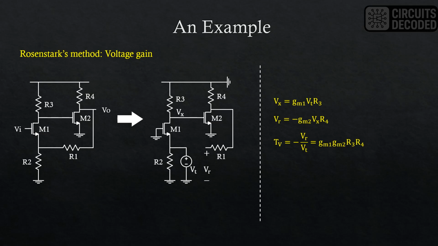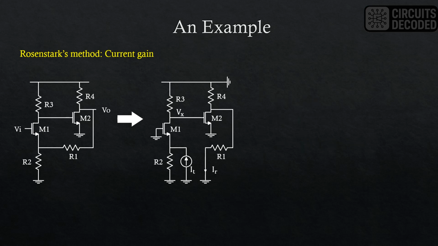And Vr is simply the output of the following common source stage, which is negative of Gm2 times Vx times R4. The loop gain is simply the ratio of Vr over Vt, which is the product of Gm1, Gm2, R3, and R4.